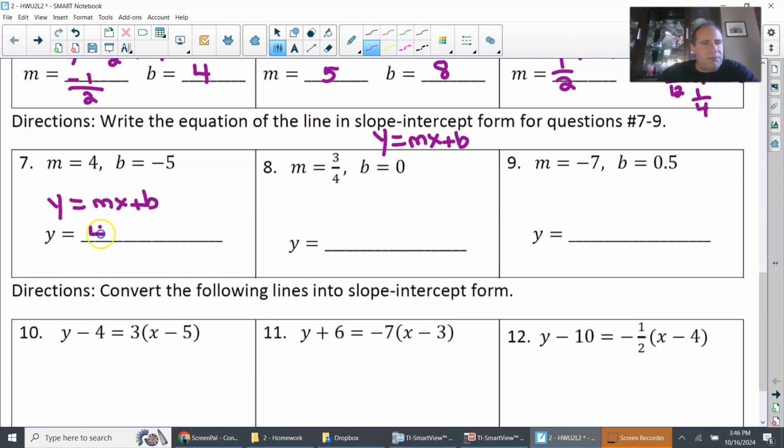So it's y equals 4x minus 5. It's not plus minus, so don't put the double sign. It is a negative 5. You just plop it in there as the b, and that's it.